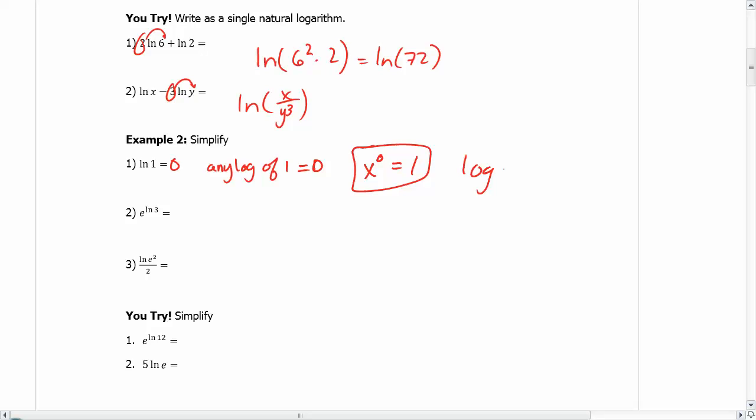And since a log is just an exponent, anytime you have the log of 1, that's saying any number raised to what power would be equal to 1. And it's always the 0 power. Now this one. e raised to the ln of 3. Anytime you see the same base as the base of the log, it cancels out, and so we just have 3. Same thing here. This 2 can come down. So we have 2 ln e over 2. The 2's cancel out. Anytime the base of the log is the same thing as what you're taking the log of, that just becomes 1.